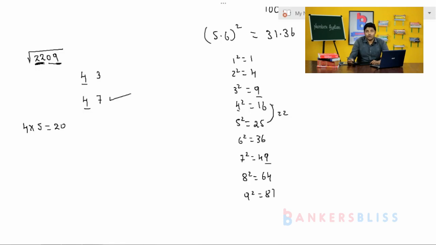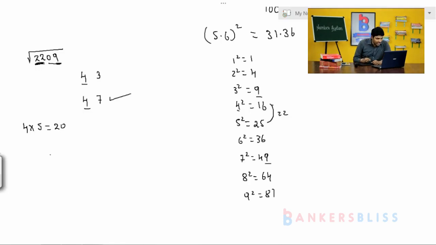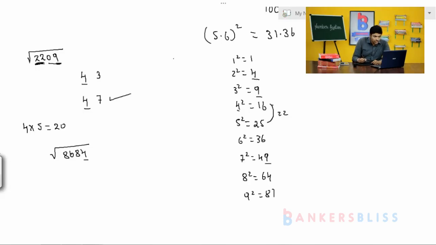Let me take one more number, 8684, the square root of 8684. What is the unit digit? 4. So, 4 means it should be 2 square 4. So, the unit digit may be 2 or it may be 8. Next, after 84, you have 86. 86 means 9 square 81, 10 square 100. So, it is more than 9, less than 10. So, you have to consider 9 here: 92, 98.